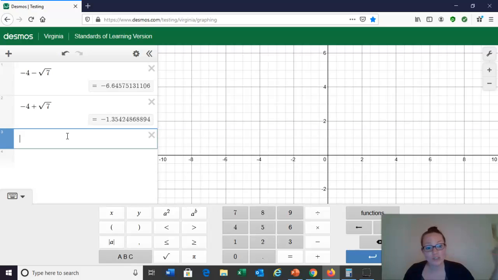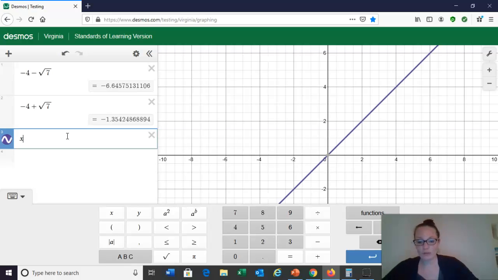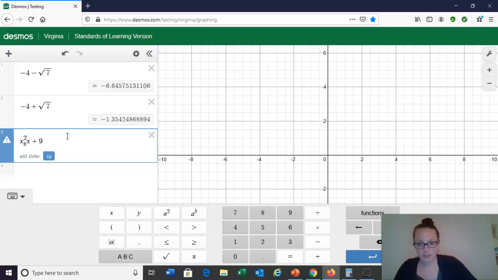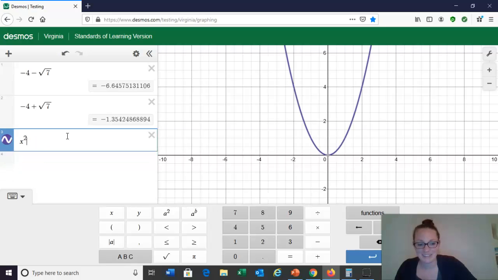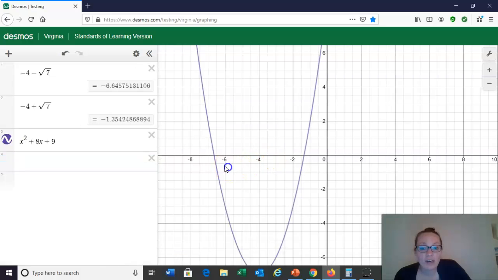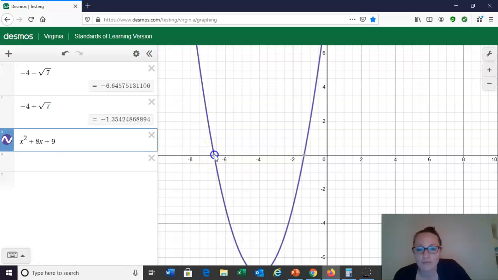So let's put in the original quadratic and see if those really are where the line crosses the x-axis. So I wrote down here, because you guys know me, I always forget when I'm going back and forth between the PowerPoint and Desmos. 8x plus 9. Look what that did. Okay, there we go. All right, so let's go click on those spots where it's crossing the x-axis, and they should match the solutions we found.